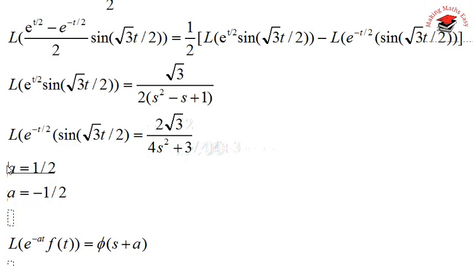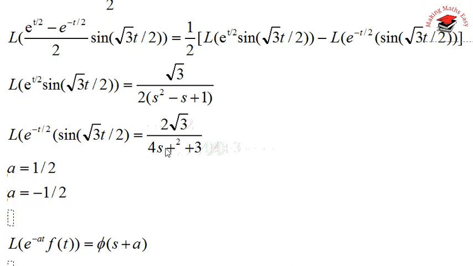as I found out the value of a equal to 1 by 2 on comparing with this equation e raised to at, e raised to minus t by 2. So the value of a will be equal to 1 by 2 on comparing with this equation. So now let's substitute the value of a in the given equation as s tends to s plus a. So instead of s we will put s plus a.